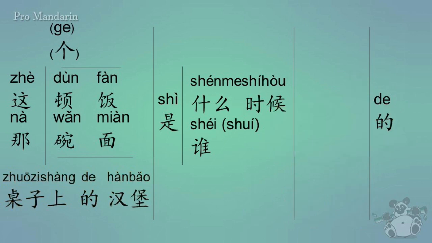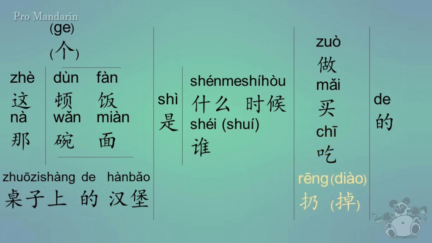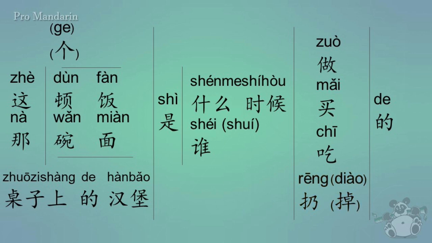Now let's go ahead and go over the things that we can do with it. The first one is 做. So 做 means to do or to make, and in this case, since we're talking about food, we're going to use it to mean to make, or another word, to cook, or however you want to talk about food, like to prepare something. And then we got 买, which means to buy, and then we got 吃, which means to eat, and lastly we got 扔 or 扔掉, which means to throw away. So 扔 means to throw, but it's also used as a shortened version of 扔掉, which would mean to throw away.